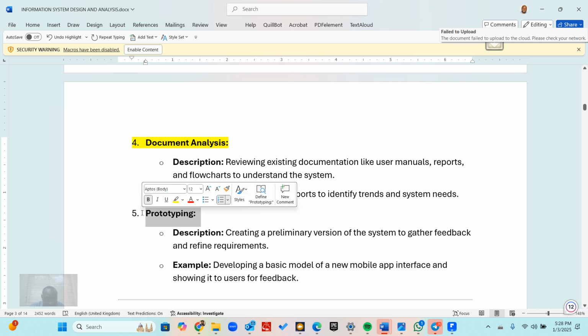Five, prototyping. Prototyping is creating a preliminary version of a system to gather feedback and refine the requirements. For example, developing a basic model of a new mobile app interface and showing it to users for feedback. So that is prototyping. Create a prototype of the original, just use it as a primary version to gather information.